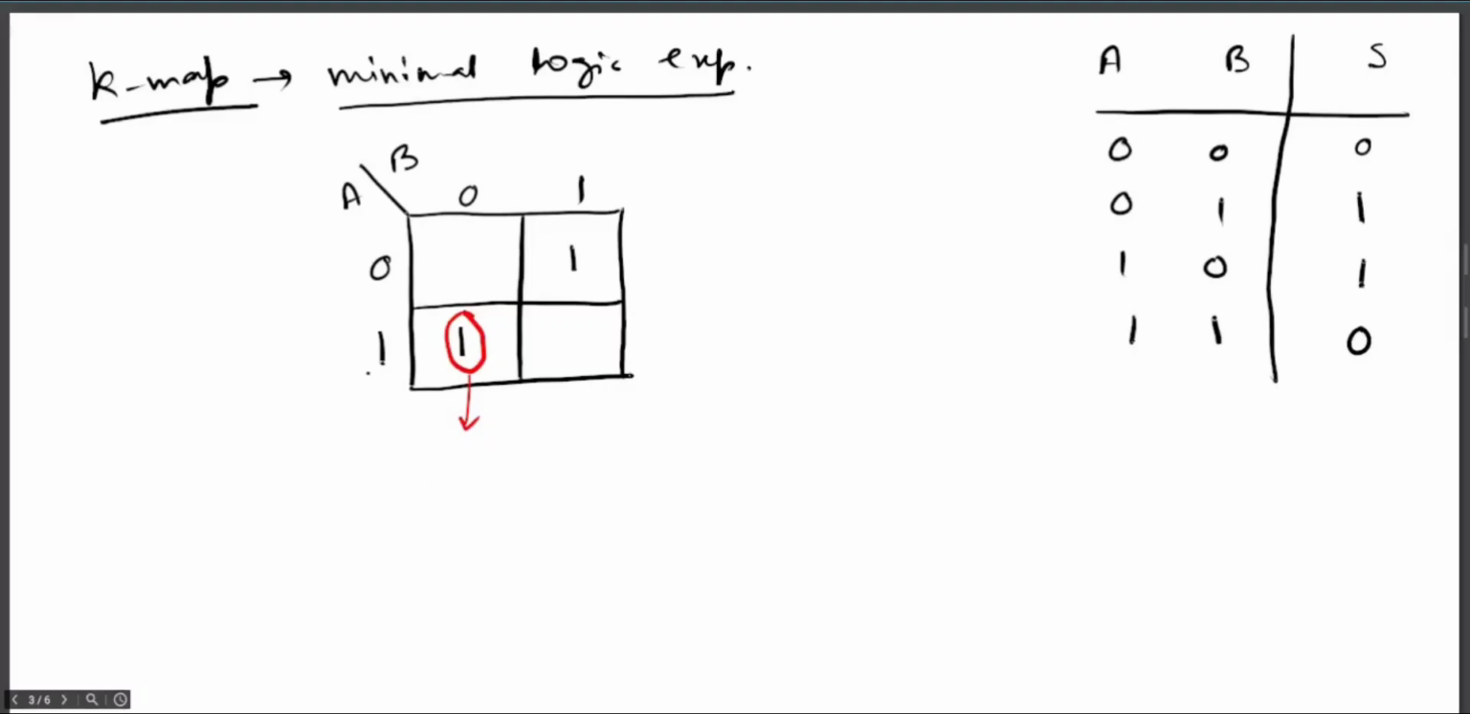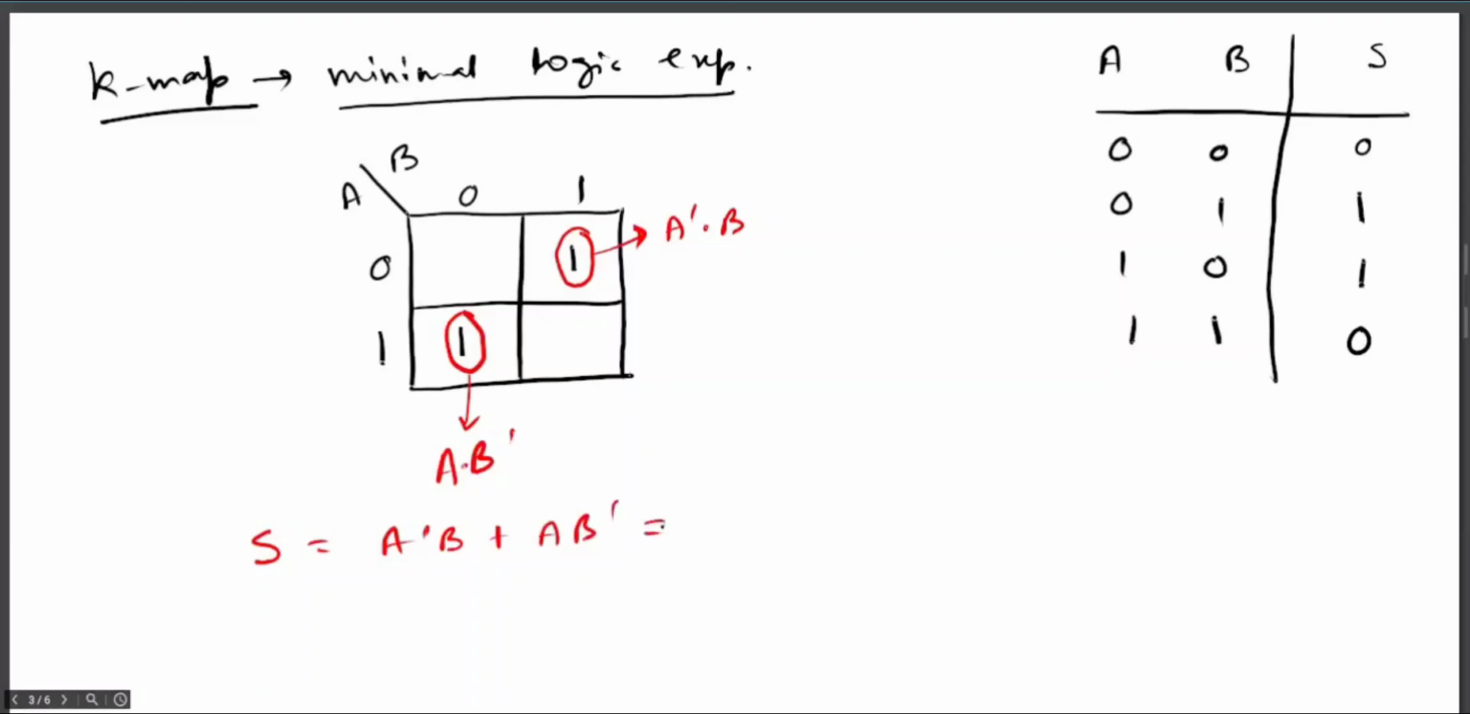We have A as 1 here, so A will be as it is, and we have B 0, so we will have to take B complement. So it becomes A and B complement. Similarly, for this one, how do we get the term? We get A as 0, so we have to take A complement and B is already 1, so A complement and B, right? So our sum comes out to be S equal to A complement B or AB complement.